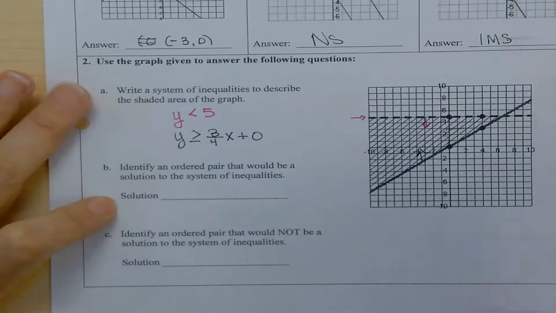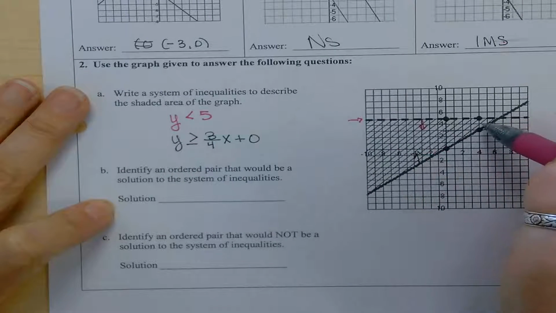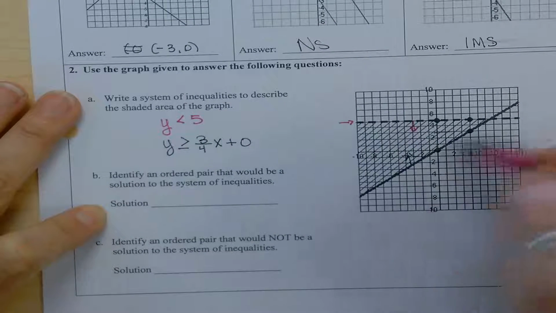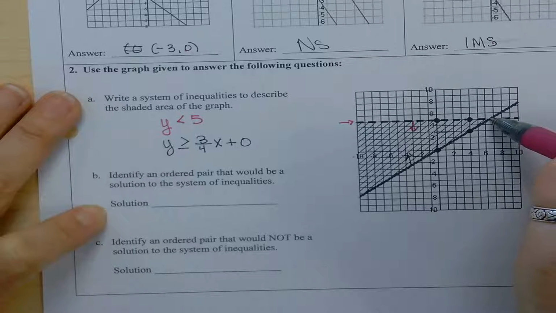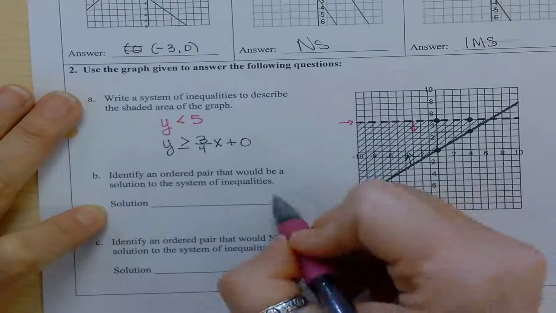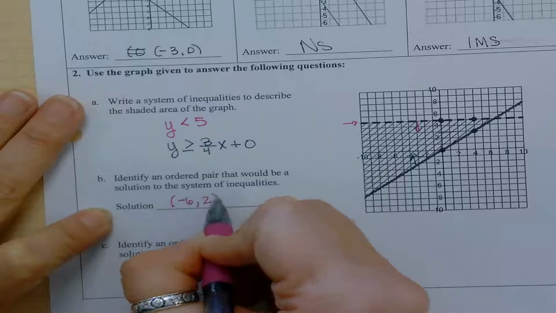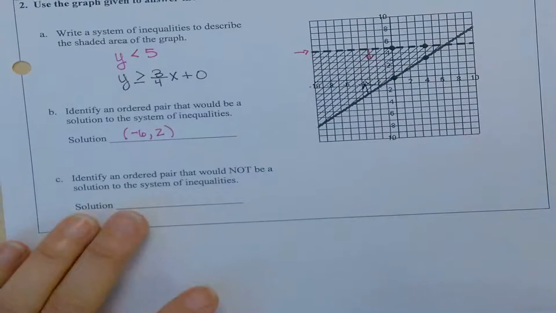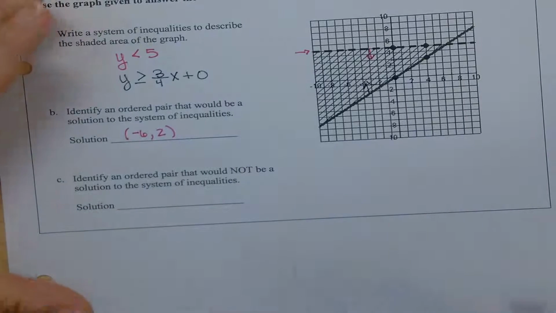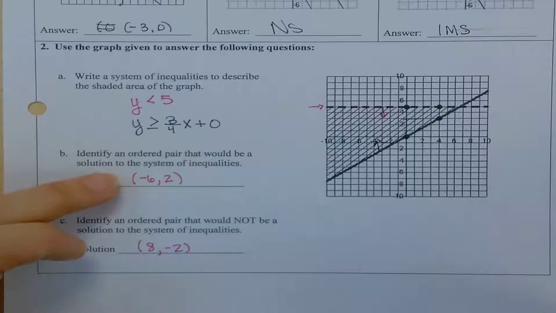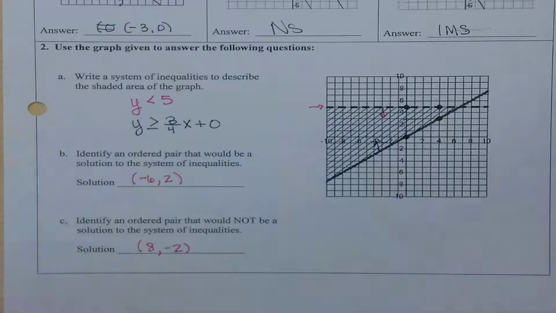Now, it says identify an ordered pair that would be a solution of the system. You can pick any point in the shaded area or any point along this part of the solid line, but you cannot pick that point of intersection because you cannot pick anything on a dashed line. So I'm just going to pick the ordered pair -6, 2. That works. Now you need to pick something that's not a solution, so it falls outside that. So I'm just going to pick 8, -2. You could have other answers besides these. There's lots of points in the shaded region. There's lots of points not. Thank you.